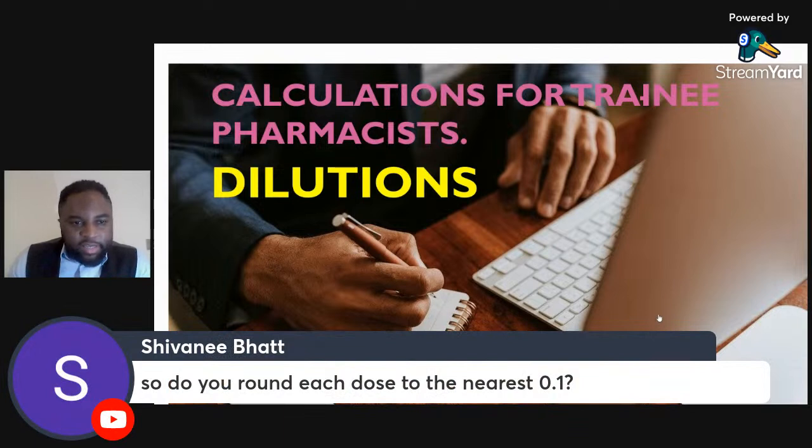Shivani asks, so do you round each dose to the nearest 0.1 mL and go from there? Fantastic. Yes. If it says your syringe is calibrated to 0.5 mL intervals, then round each dose to the nearest 0.5 mL. If it's 0.2 mL, round it to the nearest 0.2 mL. In this example, it's 0.1 mL intervals. So round each dose to the nearest 0.1 mL and then times by 4 before you times by 3 days. Does that make sense? Don't do the rounding at the end, because you have to give the patient the correct amount using a syringe. So that is the difference here.